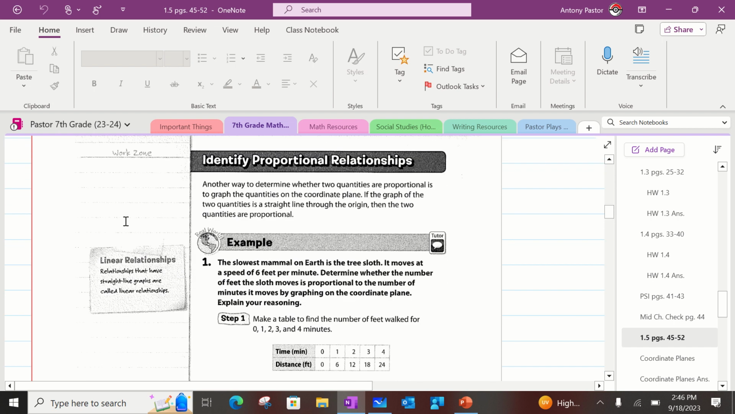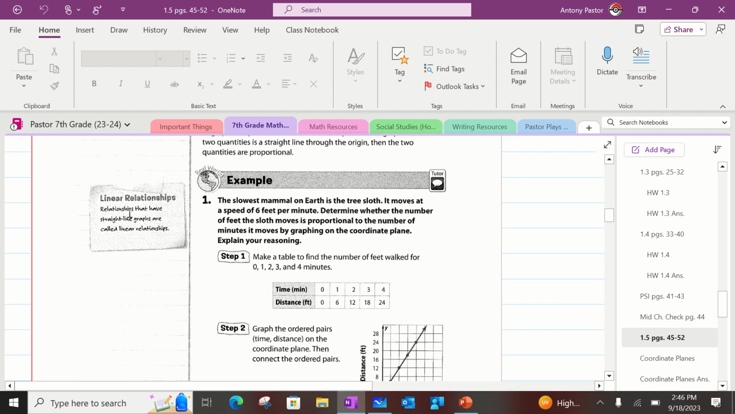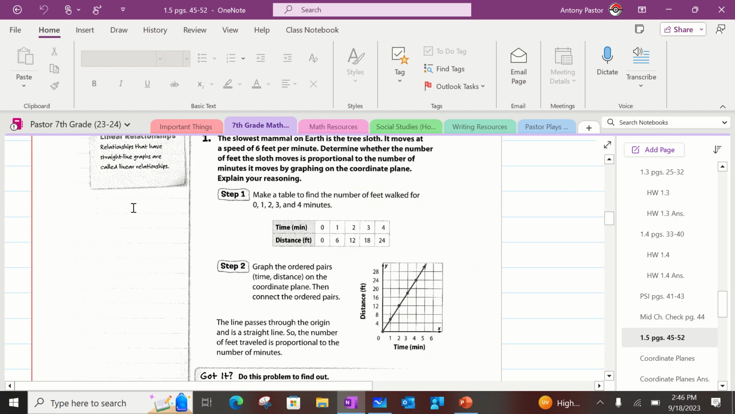Let's see. Identify proportional relationships. Another way to determine whether two quantities are proportional is to graph the quantities on the coordinate plane. If the graph of the two quantities is a straight line through the origin, then the two quantities are proportional. The slowest mammal on Earth is a tree sloth. It moves at a speed of 6 feet per minute. Determine whether the number of feet the sloth moves is proportional to the number of minutes it moves by graphing on the coordinate plane.